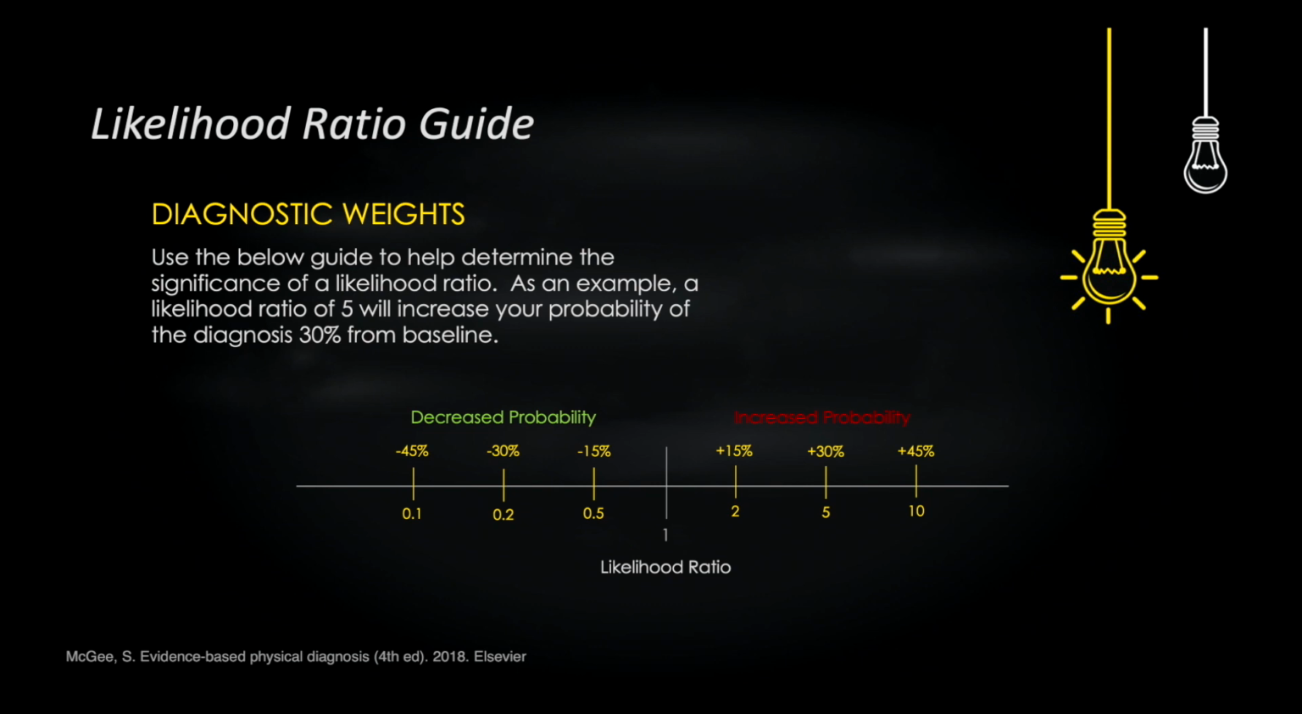So as an example, if you had a likelihood ratio of 5, you would increase your pretest probability from whatever number that was. For this example, we put her pretest probability at 10%, and we'd increase that by 30% or move that up to 40%.